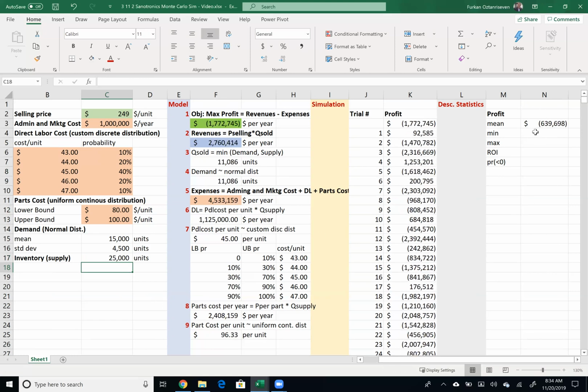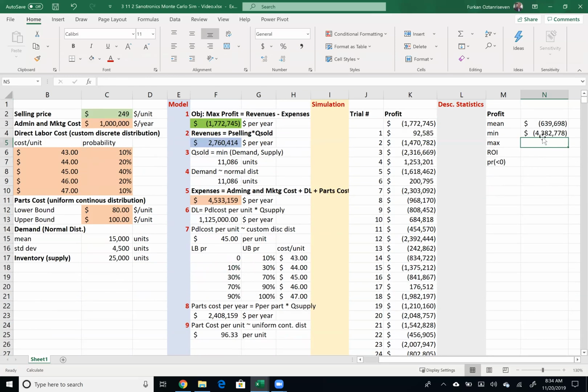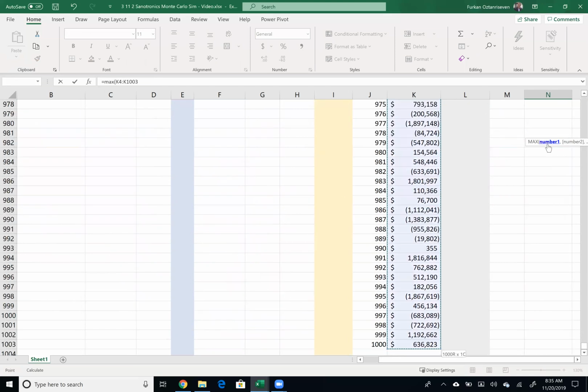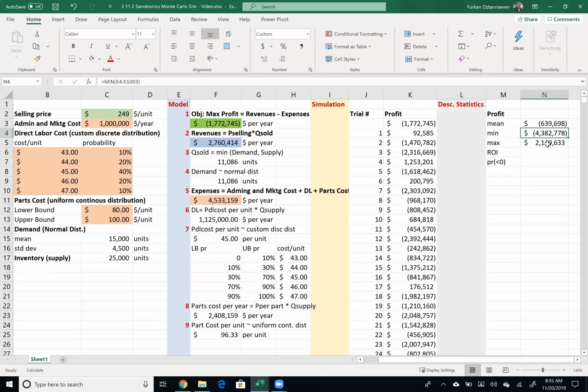Okay, so now let's take a look at the minimum of these values. Control Shift down, press enter. So it looks like I can lose $4.3 million. Let's look at the maximum to see whether I can make any money. Do I have any hope? All right, so it looks like yes, I can make $2.1 million based on the given parameters.